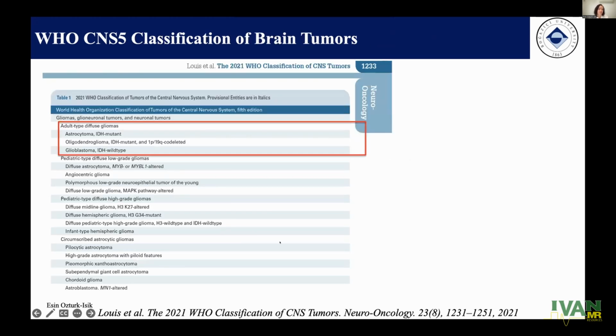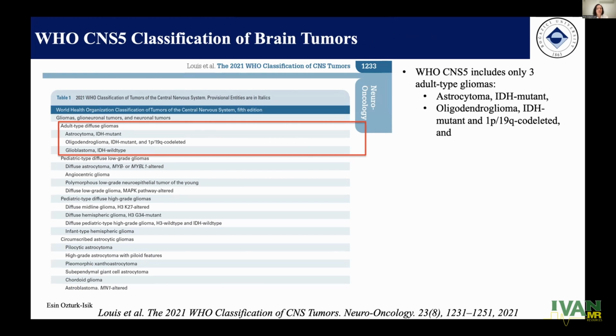What do I mean by that? Let's take a look at the table that they released. This is the gliomas, which is one type of the brain tumors, which is very common. And when we look at adult-type diffuse glioma, currently there are 3 types. The first one is an astrocytoma, IDH mutant. IDH is a molecular marker, isocitrate dehydrogenase. And the mutation of this particular gene reflects a class. Next is oligodendroglioma, IDH mutant and 1p/19q co-deleted. And the last one is glioblastoma, IDH wild type. So as you see, IDH is a major player now in the classification.